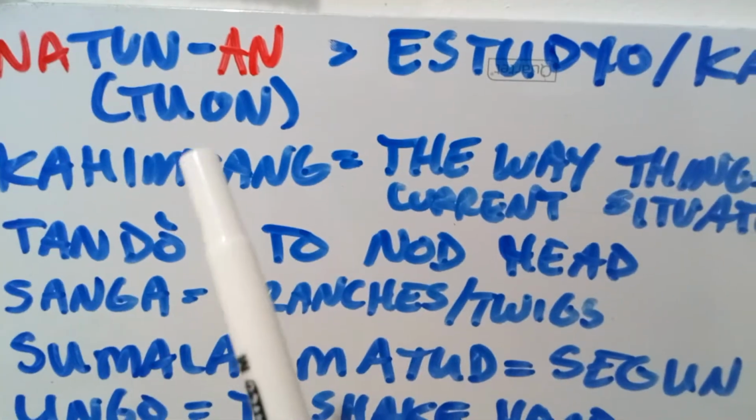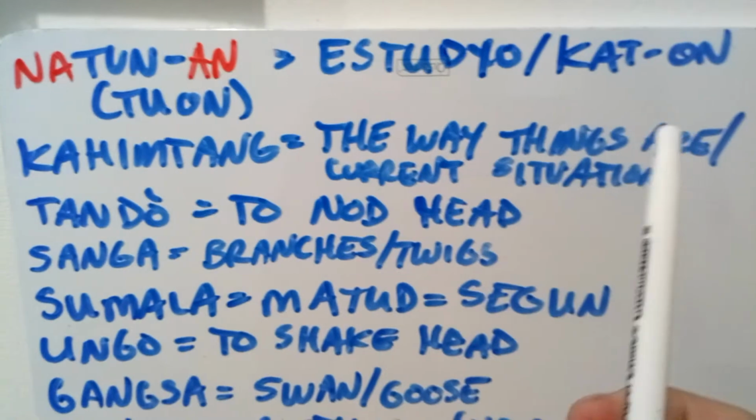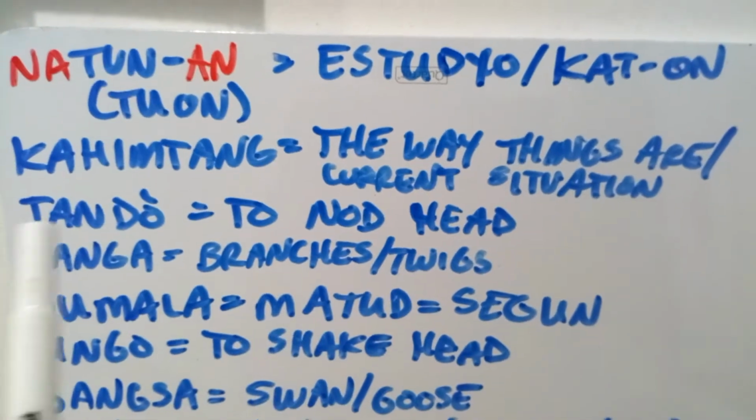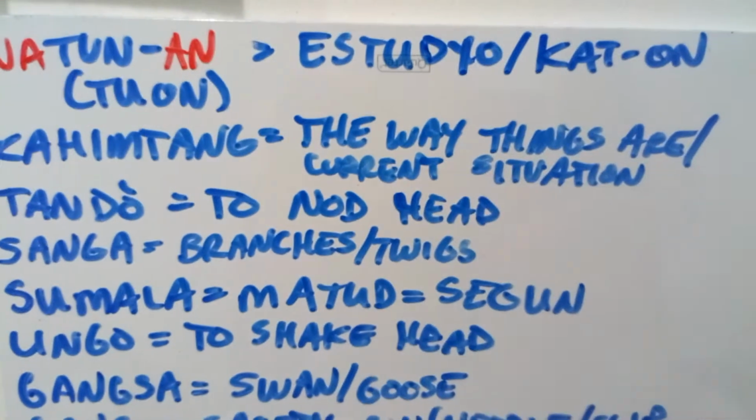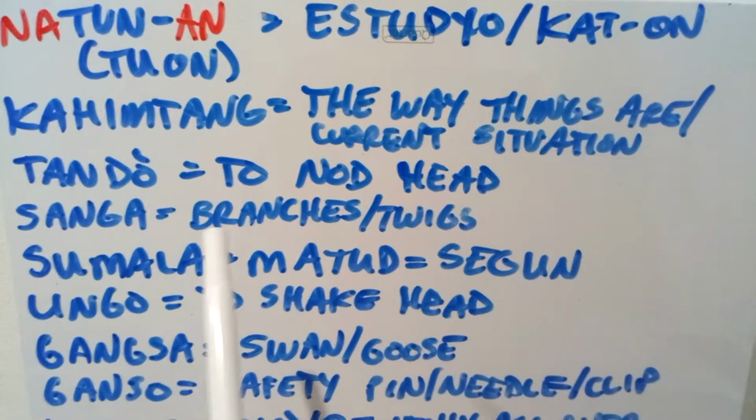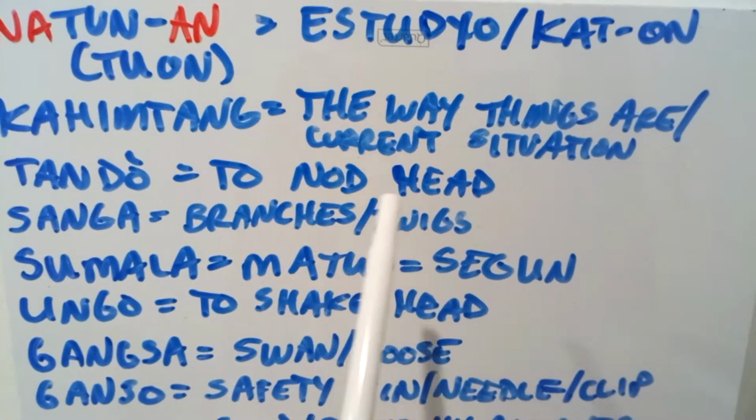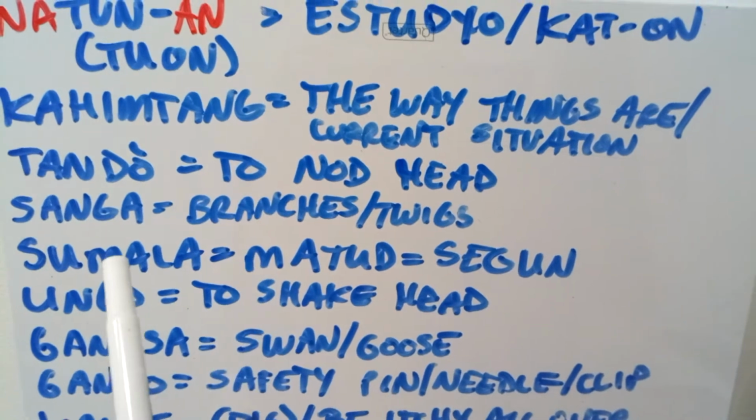Natun-an comes from the root word tuon, meaning studio or kat-on, right? Tuon. Kahimtang is the way things are, the current situation, right? Situación. Tando is to nod your head, yes, up and down, right?